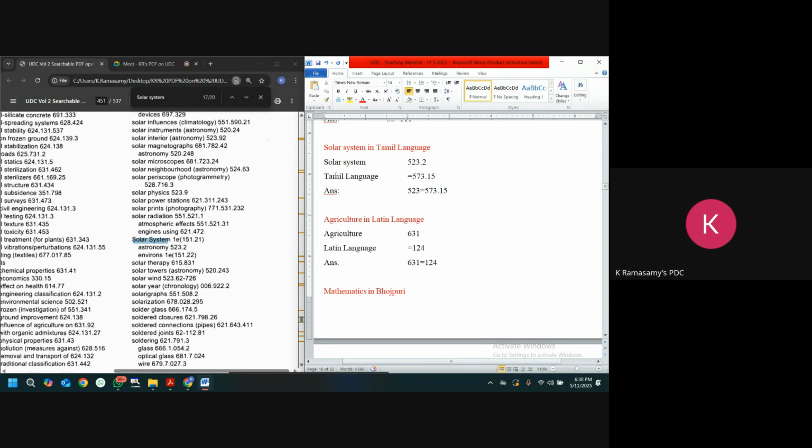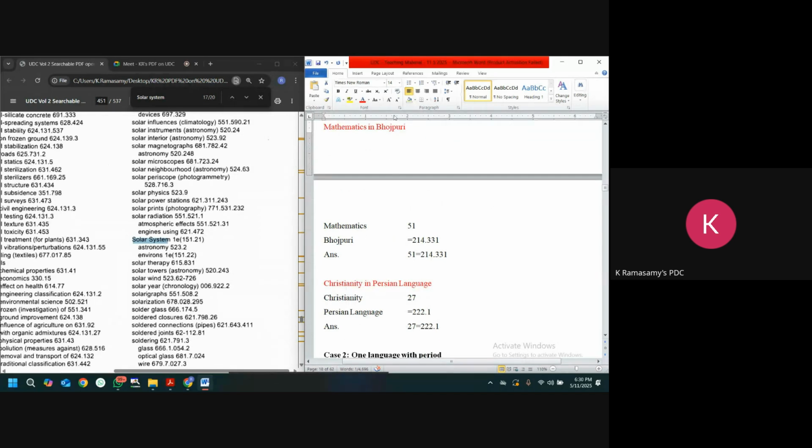The number of Tamil language I have taken is equal to 573.15. I am combining these: 523.2 is equal to 573.15. So this stands for solar system, and this stands for Tamil language. This way, you can take a number from the language common auxiliaries. This can be added to any subject.